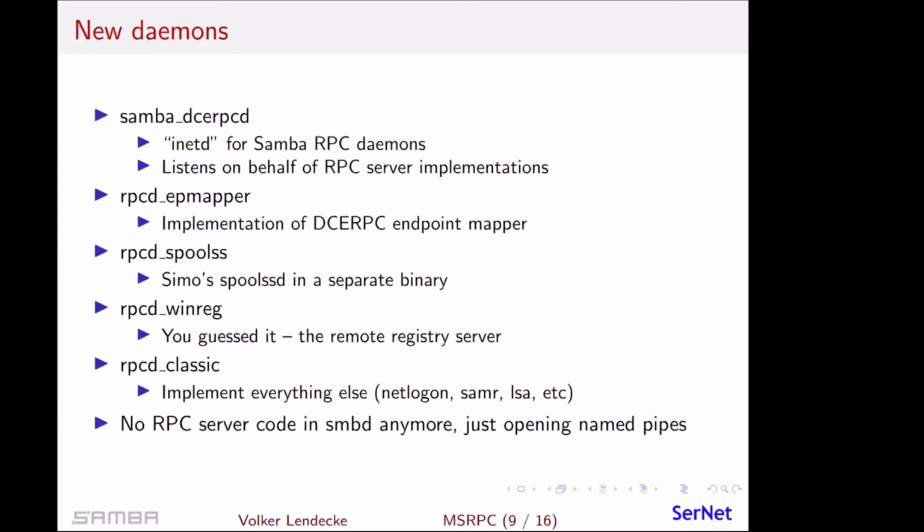Then, of course, the spoolss daemon in a separate binary. Then, yes, winreg is a separate binary. And then we have RPCD classic that implements just everything else that didn't fit or that wasn't needed to be put into a separate binary. For example, the RPCD winreg, I needed to put that in a separate binary just for recursion reasons, and I can, maybe not in this talk, but that's really a technical detail, but there were technical reasons to put the winreg service, the registry service, into a separate binary.